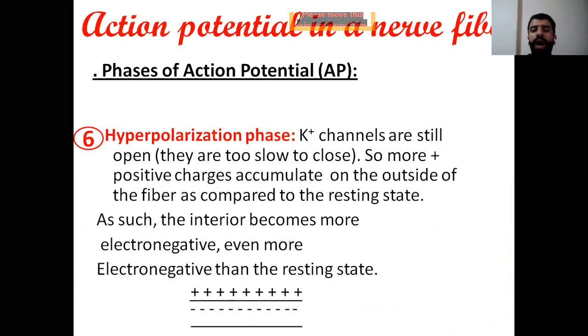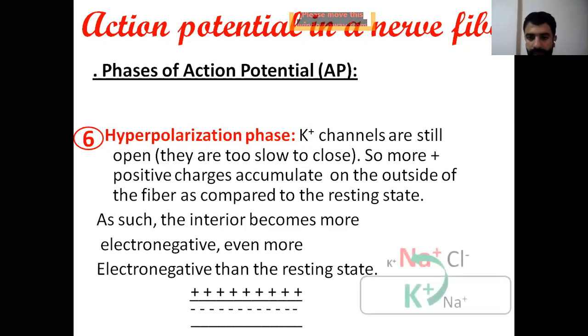Part 6, hyperpolarization. As I said, hyper is more than the usual. Hyperpolarization, it's negative more than the normal. So the K+ channels, they are still open. They are too slow to close. So more positive will accumulate on the outside compared to the inside. As such, the interior becomes more electronegative, even more electronegative than the resting. It drops down below the resting state. Okay?